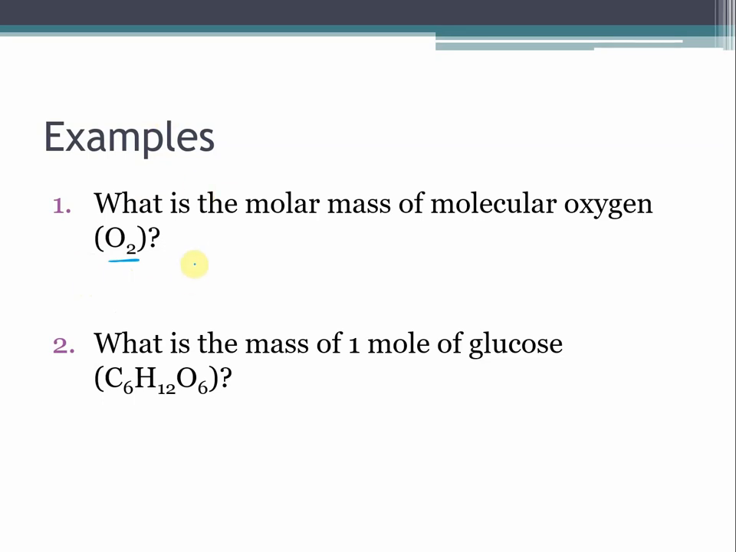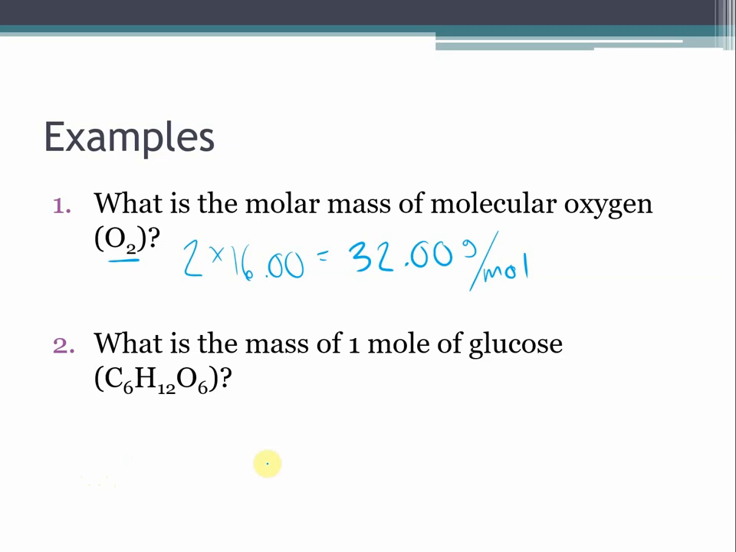So to find the molar mass, we'll do 2 times the mass of 1 oxygen atom, which is 16.00. This is from your periodic table. And then 2 times 16 is 32.00 grams per mole. So pretty easy for your diatomics. Just 2 times the mass of 1 atom gives you the mass of 2 atoms.